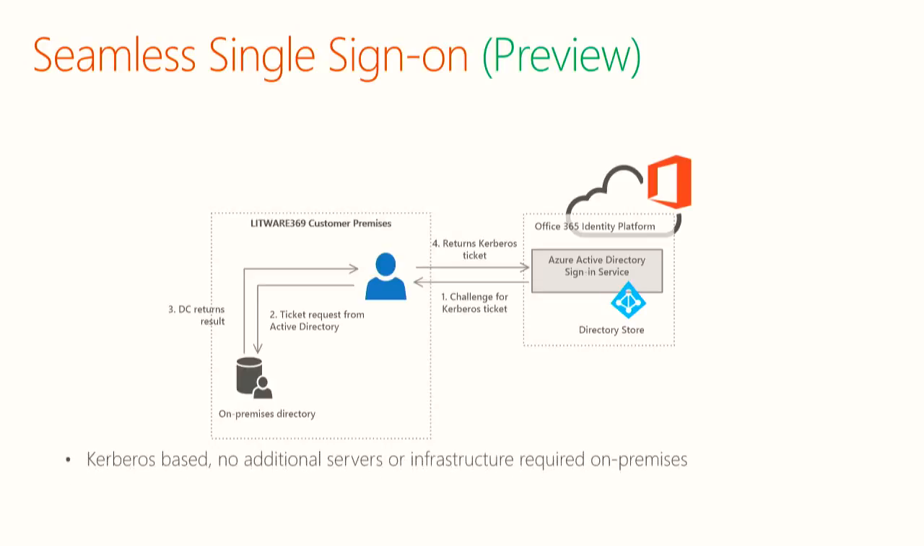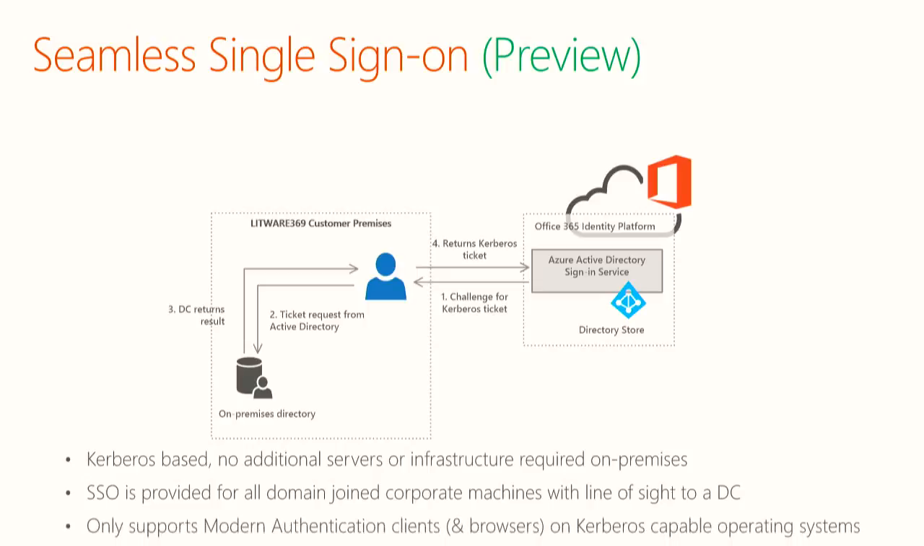So some pluses here: no extra hardware, it's a computer account. This is just leveraging your existing domain controller infrastructure and AD infrastructure to work, as it's just Kerberos. You have to have line of sight to a domain controller. Outside of that window, that's where pass-through auth or password hash sync would kick in. And again, it only supports modern auth and some browsers. It doesn't work for Edge, for example, funnily enough. And obviously you need Kerberos capable operating systems.